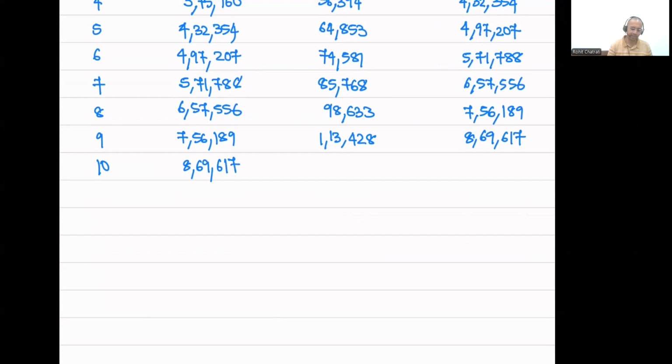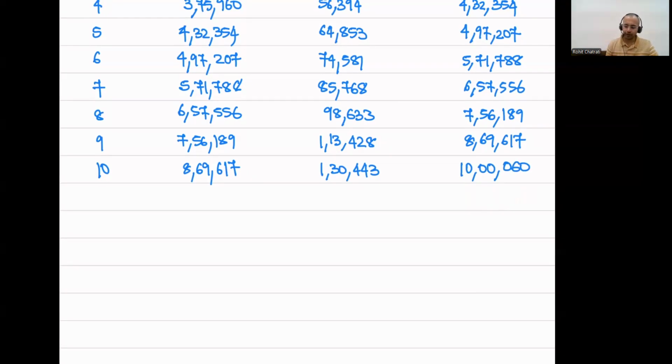For year 10, 8,69,617 becomes my beginning balance. On this, I am going to have interest at the rate of 15 percent, which is going to be equal to 1,30,443. The closing balance therefore is going to be equal to 869,617 plus 130,443, which is going to be equal to 10 lakhs 60 rupees.